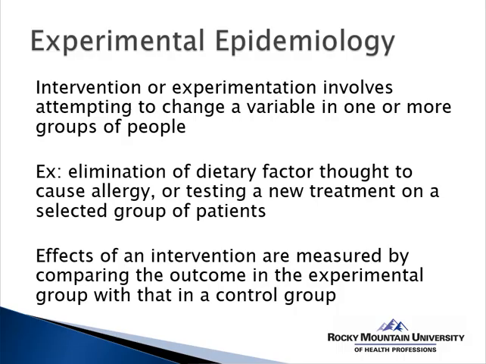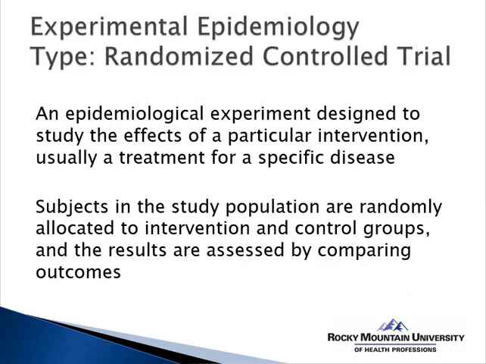So with an experimental epidemiologic study, an intervention or experimentation involves attempting to change a variable in one or more groups of people. For example, elimination of a dietary factor thought to cause allergy, or testing a new treatment on a selected group of patients. Effects of an intervention are measured by comparing the outcome in the experimental group with that in the control group. A randomized controlled trial is an experimental study designed to look at the effects of a particular intervention using a treatment for a specific disease.